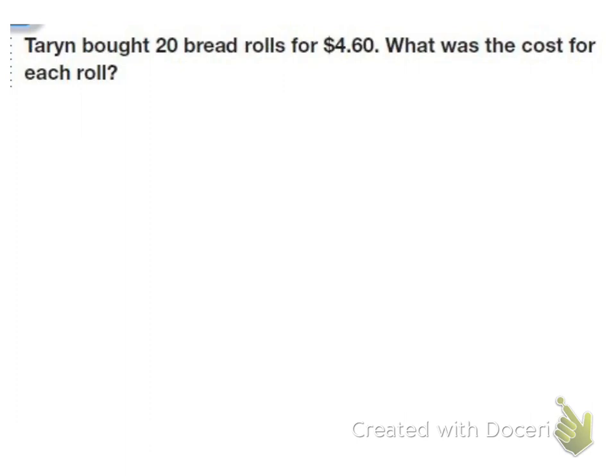Taryn bought 20 bread rolls for $4.60. What is the cost for each roll? So when I divide money by a whole number, I just put the decimal point straight up into my answer. So I'm going to do $4.60 divided by 20. My decimal goes straight up to the top.